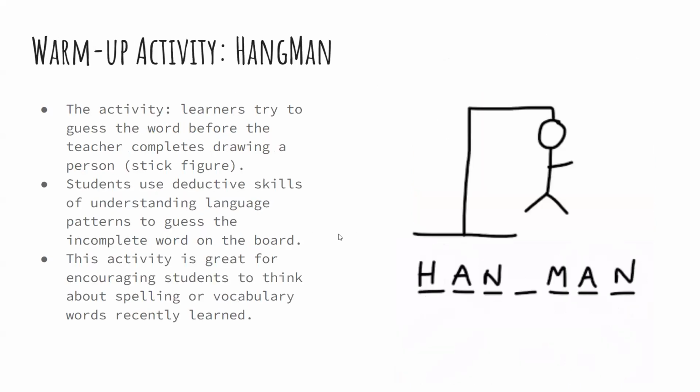Another fun warm-up activity that in my experience, both adults and kids like is hangman. If your students are unfamiliar with hangman, you can explain it as learners try to guess the word before the teacher completes a drawing of a person, usually a stick figure. And depending on the age of your students, you might want to not call it hangman, but still use the general premise of drawing a person. Students will use deductive skills of understanding language patterns to guess the incomplete word on the board. And this activity is particularly great for encouraging students to think about spelling or their vocabulary words that they may have recently learned.